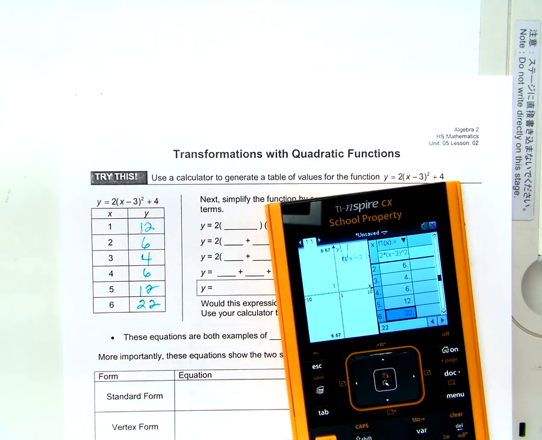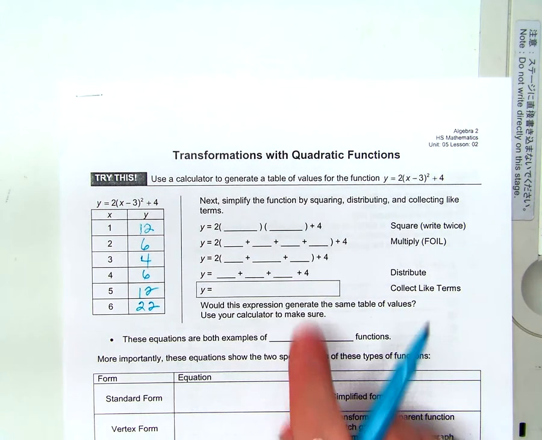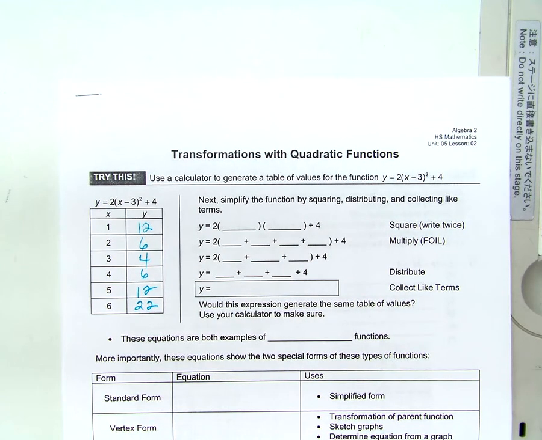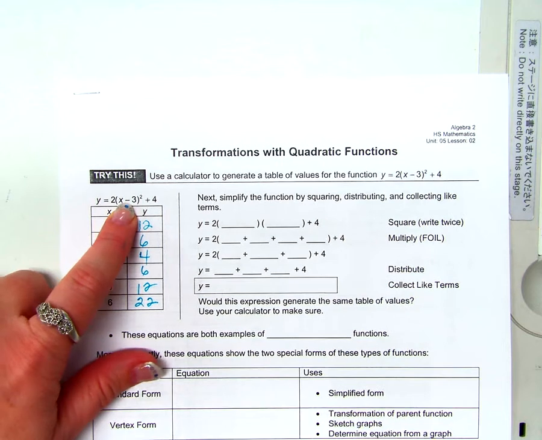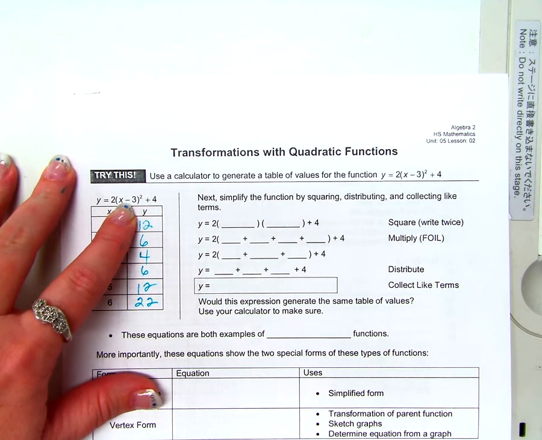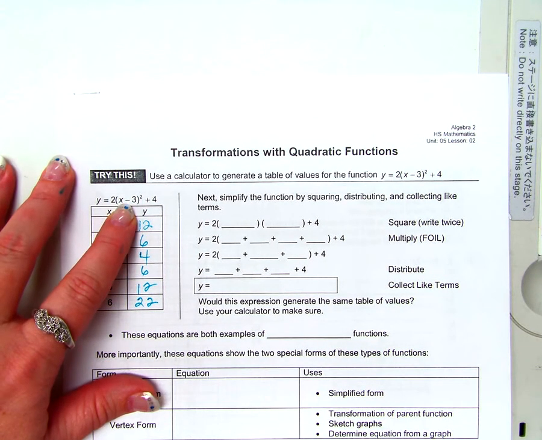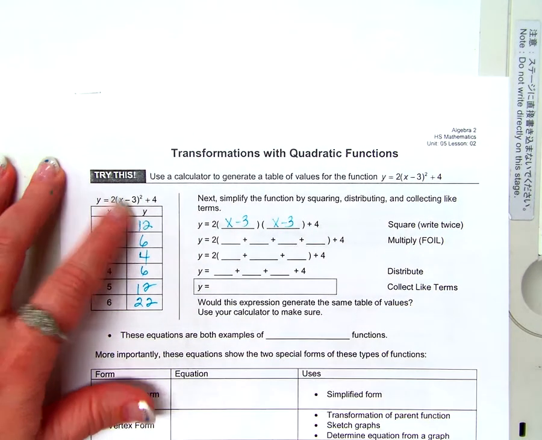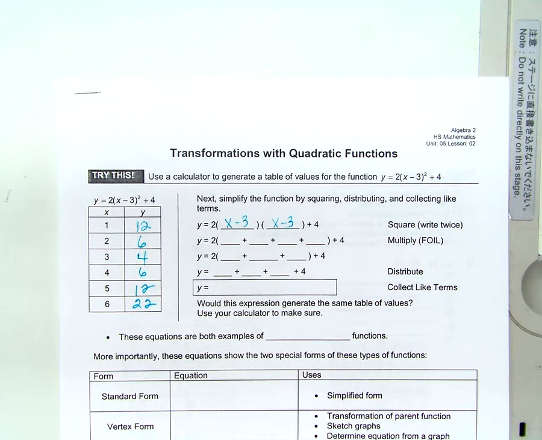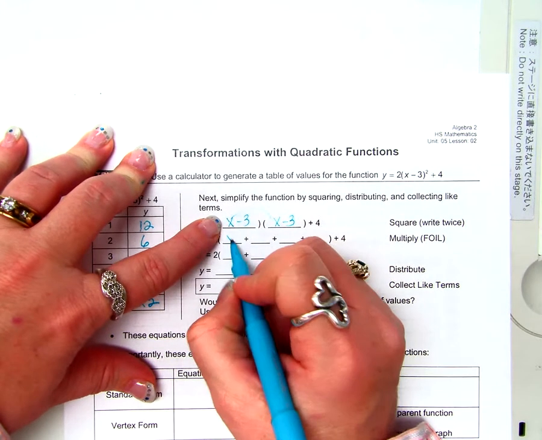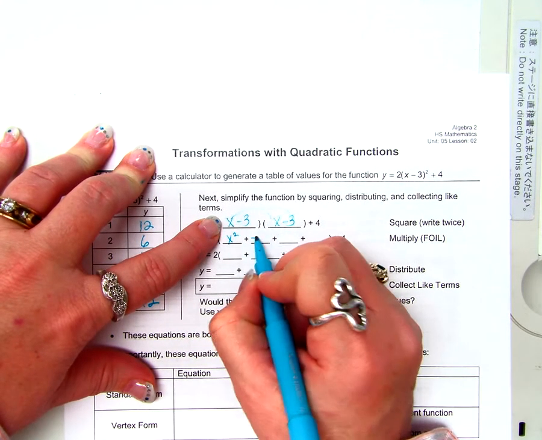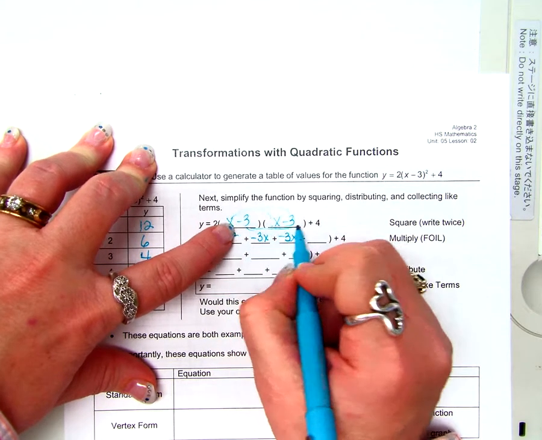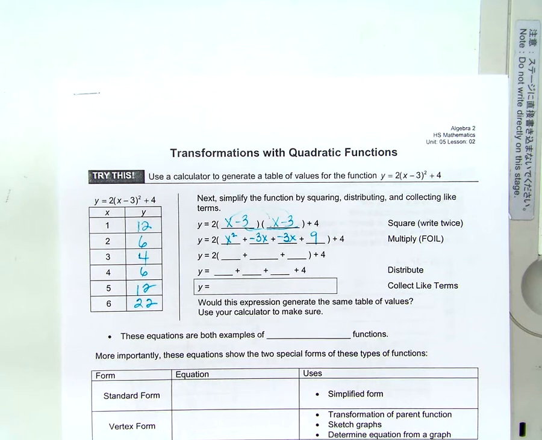Okay? Now, simplify the function using squaring, distributing, and collecting like terms. What does it mean to have x minus 3 squared? Anything squared is that times itself, right? So we have x minus 3 times x minus 3. This is the stuff we just finished last chapter, right? So we know we have to distribute. X times x is x squared. X times 3 is negative 3x. Negative 3 times x is negative 3x. Negative 3 times negative 3 is positive 9.